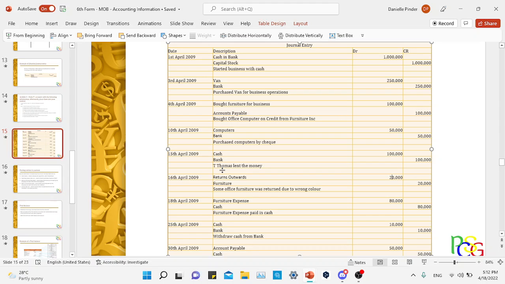So you understand? I hope that's much clearer. Once the furniture is in the wrong color, the company has no use for it, so it is seen as a liability. Anytime you are trying to decrease a liability, you would debit it. So that is why we are debiting the return.